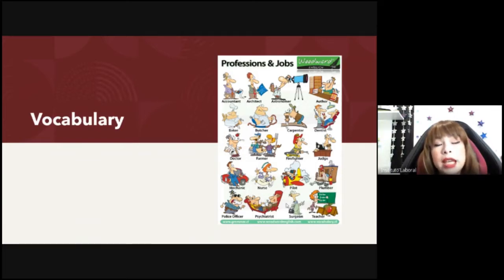Pilots work in an airport. A police officer works in a police station. A psychiatrist works in a clinic or hospital. And teachers work in a school. Let's repeat the vocabulary once more. Accountant, architect, astronomer, author, baker, butcher, carpenter, dentist, doctor, farmer, firefighter, judge, mechanic, nurse, pilot, plumber, police officer, psychiatrist, surgeon, and teacher.